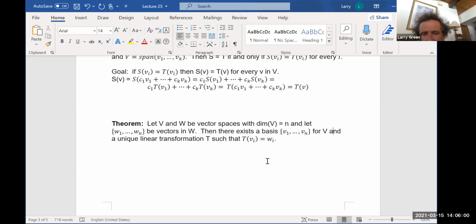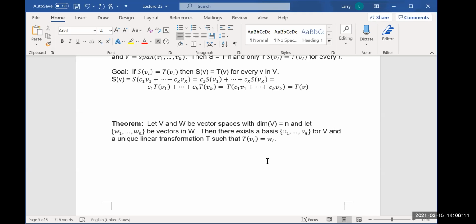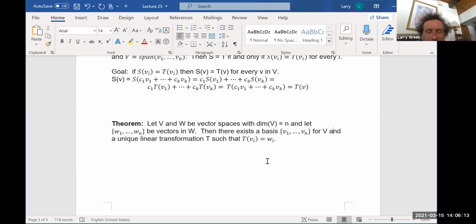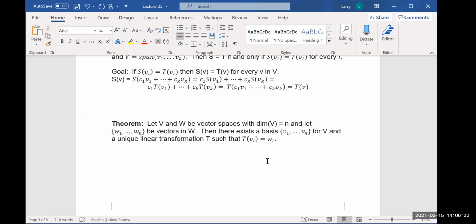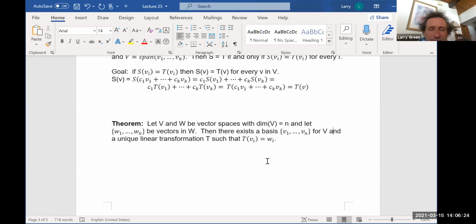Okay. Now, does that mean that W1 through Wn is a basis for W? No. W may not even be the same dimension. W could be some small dimension, and that's not going to happen. But what can I do? So how do I make this work?